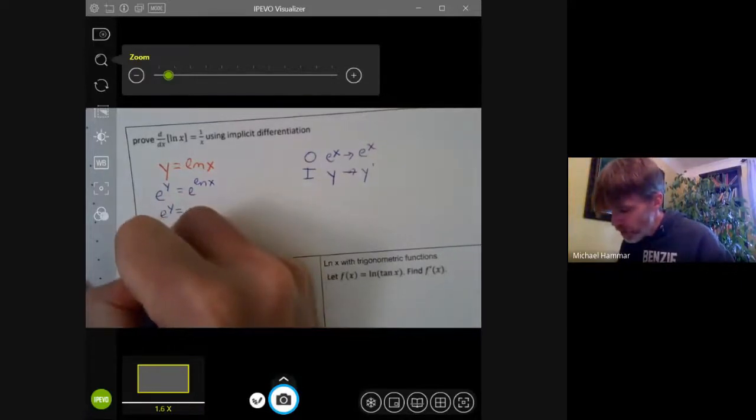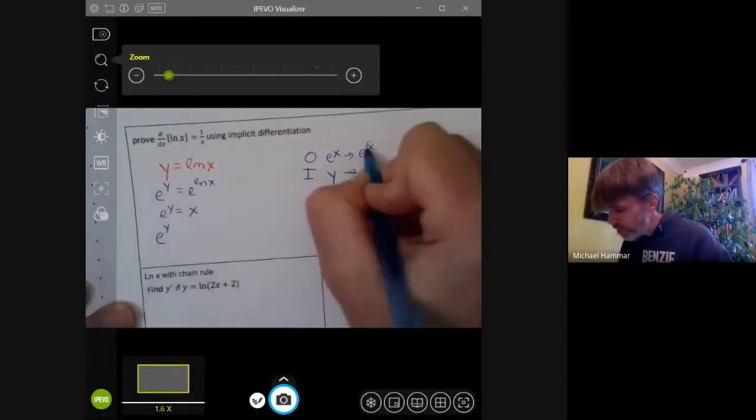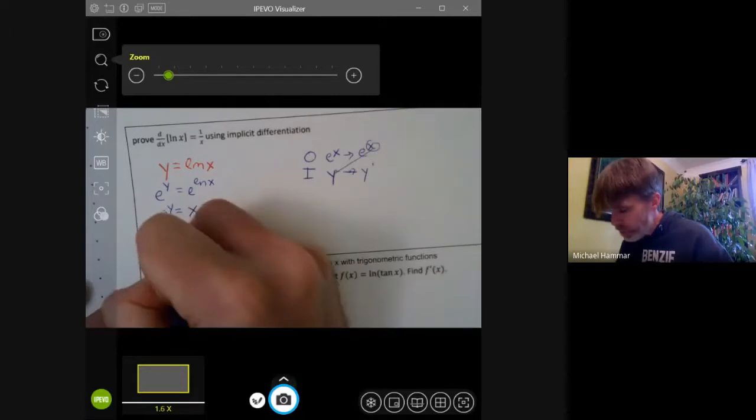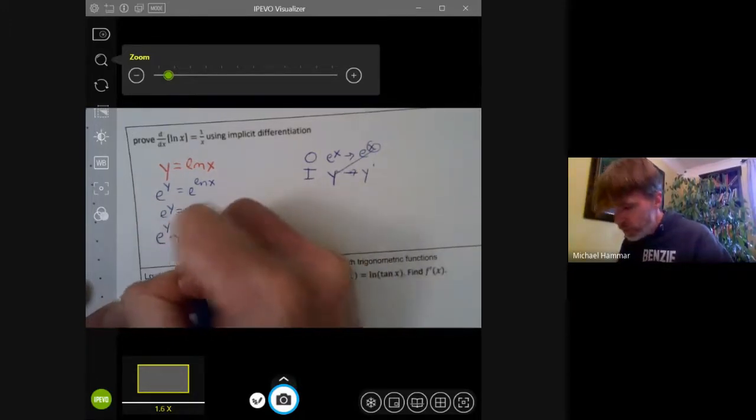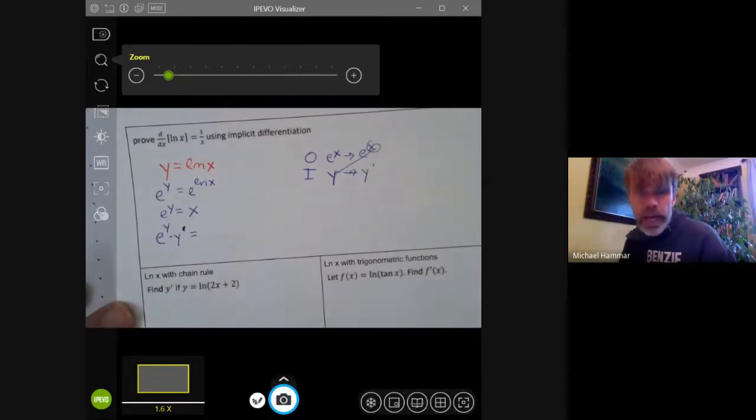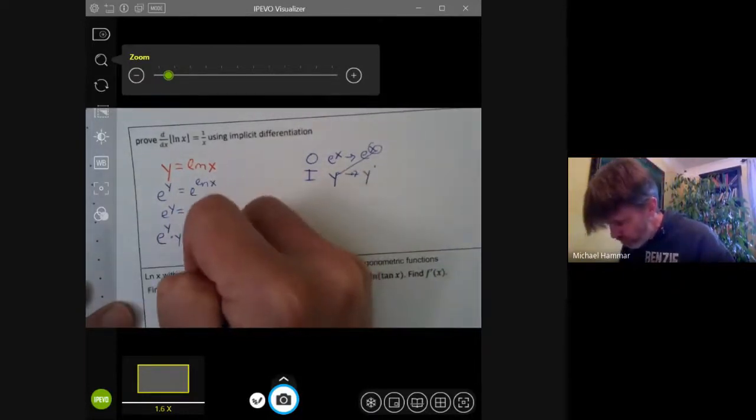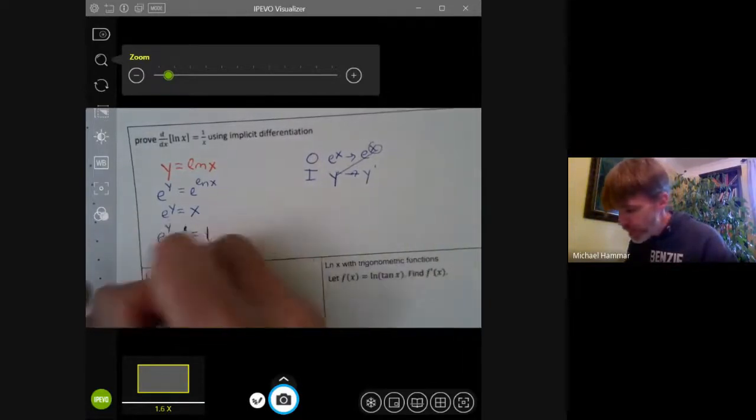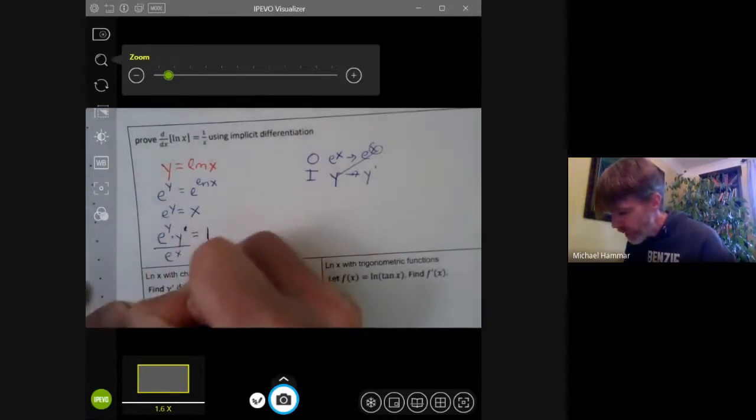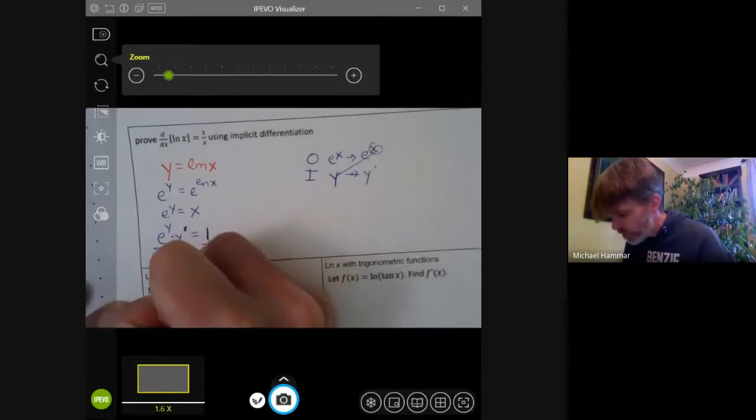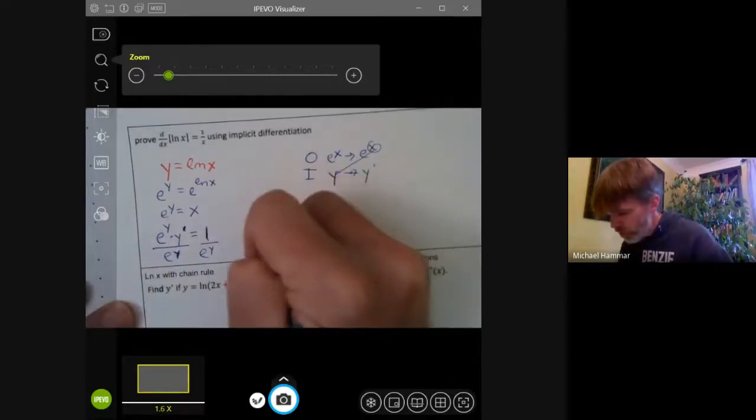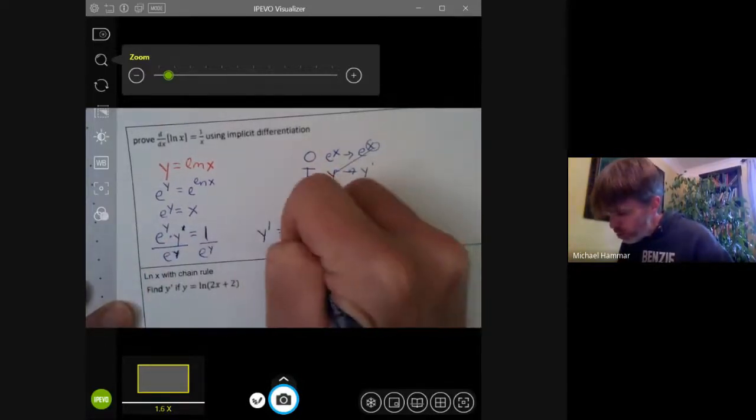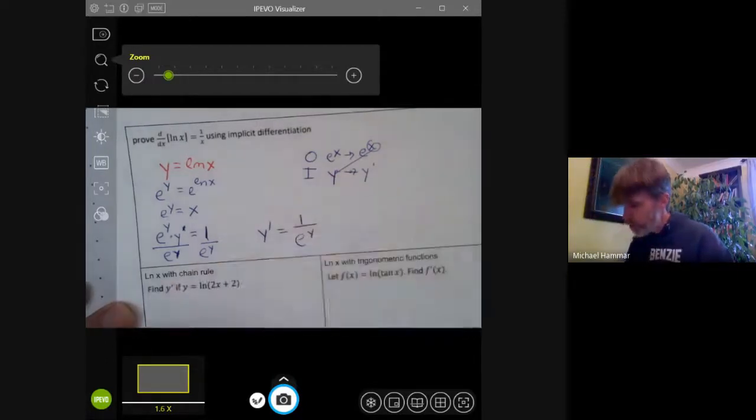So when we multiply this out, it's e to the y times y prime equals, and then the derivative of x is 1. Okay? Now, get y prime by itself. So divide by e to the y. So here's what we got. We got y prime equals 1 over e to the y.